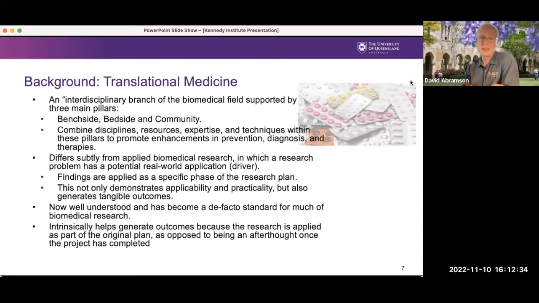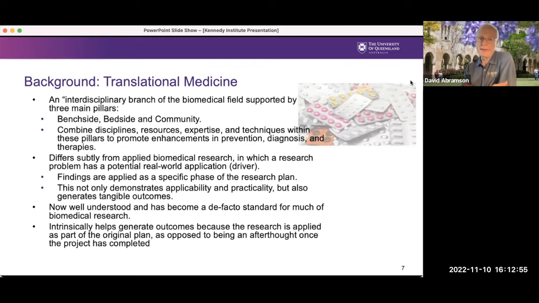So in translational medicine, the bench side is, of course, typically the laboratory where the work is done. It may be a wet lab. The bedside, of course, is the place where it's applied. And the community is the group of people who are brought in at the beginning of that research project to help with the application and measure its success.